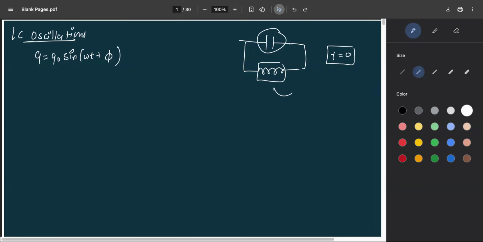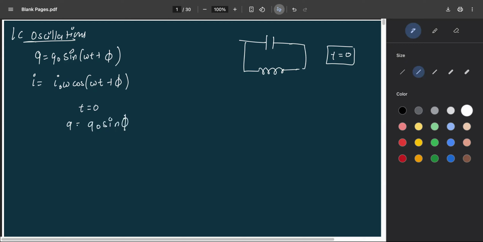So how am I going to identify this? Look, very simple. I have to identify the current situation. This equation is telling you the charge on the capacitor, or if you differentiate it, you are going to get the current. It will be like current is equal to I naught omega cos of omega t plus phi. Assume that right now I want to look at time t equal to 0. So the equation comes out as q is equal to q naught sine phi, or I is equal to I naught omega cos phi.